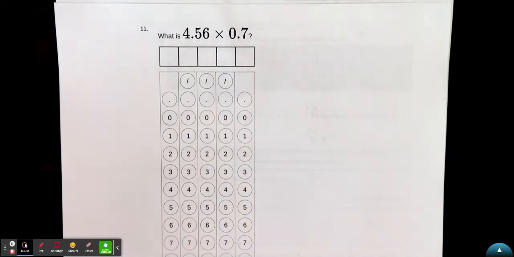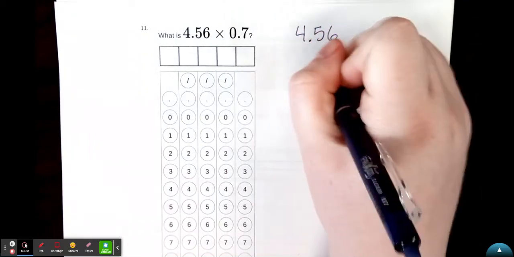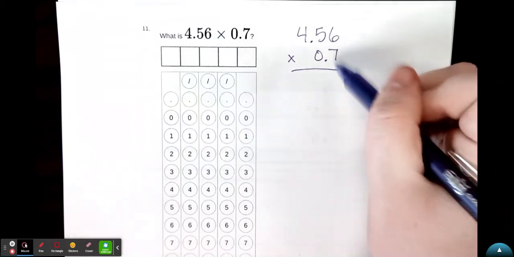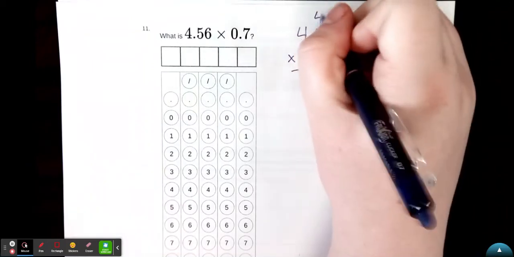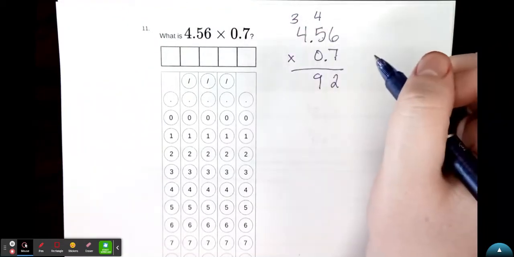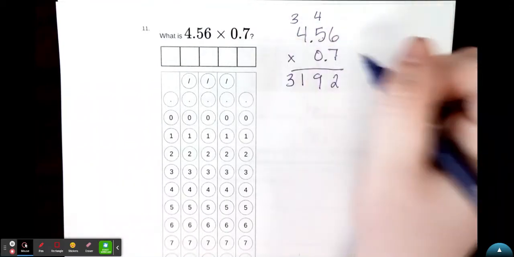All right, number 11. What is 4.56 times 0.7? Okay, since we're multiplying, we do not need to line up the decimals for this one. We are just going to say 4.56 times 0.7 and pretend like the decimals don't exist. Okay, 7 times 6 is 42. Carry my 4. 7 times 5 is 35, plus 4 is 39. Carry my 3. 4 times 7 is 28, plus 3 is 31. All right, and then 0 times anything is going to give us 0.